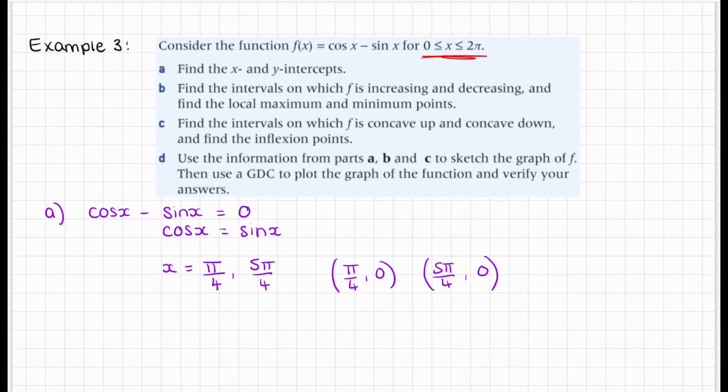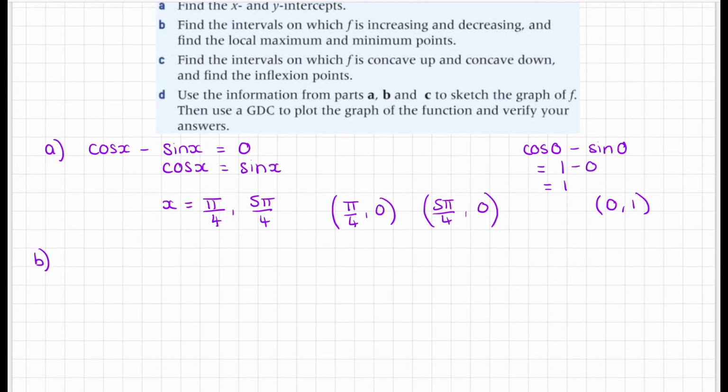Now for our y-intercept, we want when x is 0. We want cos of 0 minus sine of 0. Cos of 0 is 1. Sine of 0 is 0, so it'll be 1 minus 0, which just equals 1. So our y-intercept would be at 0, 1.